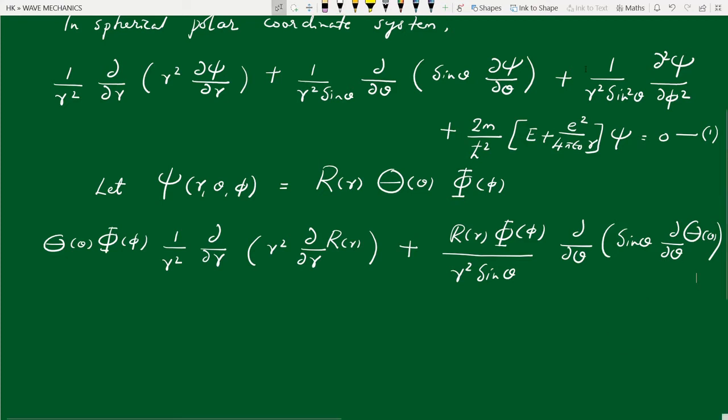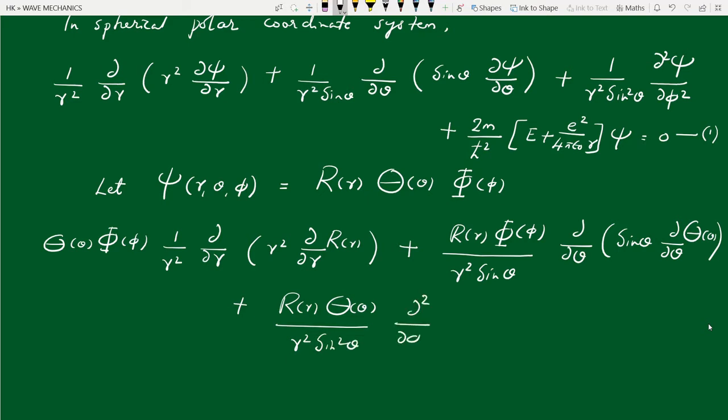What about the third term? Here the differentiation is with respect to phi, and there is a second derivative. So we can take the r wave function and theta wave function outside this derivative. Only the capital Phi wave function will be differentiated. So the third term will be, plus capital R capital theta divided by r square sine square theta dou square by dou phi square of, instead of psi now we have only the capital Phi part inside the derivative. And the last term, 2m by h cross square, e plus e square by 4 pi epsilon 0 r, instead of psi we have r theta phi, equal to 0.